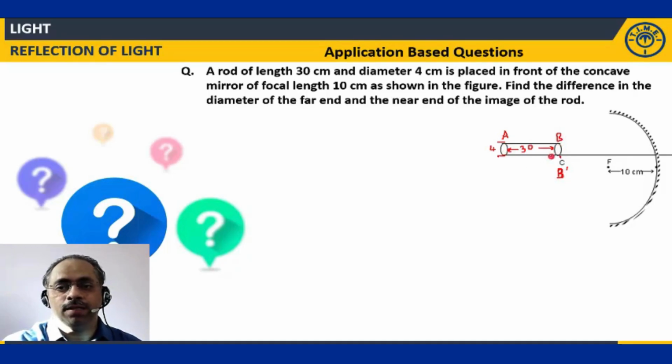Now A is away from the mirror. The point A of the rod is lying beyond the center of curvature. So its corresponding image will be formed somewhere between C and F. So I'll get the shape of the rod like this and somewhere here like this. This will be a diminished one. This is the nature of the image formed. This is a uniform thickness, but the image will not have uniform thickness, because different positions of the rod are at different locations from the mirror.